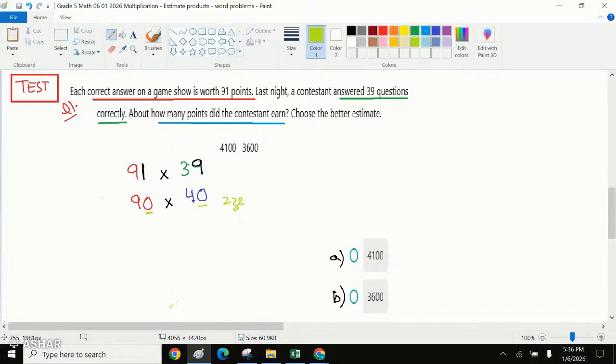How many zeros are there? There are 2 zeros, right? Because we are multiplying the numbers ending with a 0. What is 9 multiplied by 4? 9 multiplied by 4 is 36. And we simply write the 2 zeros, right? So the correct answer is option B. Do we agree on this?